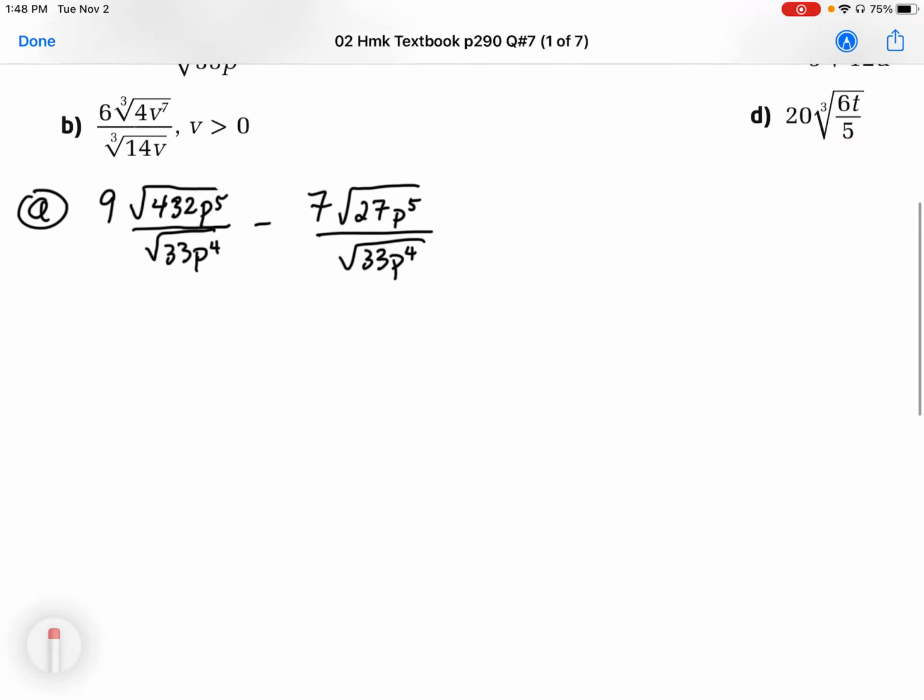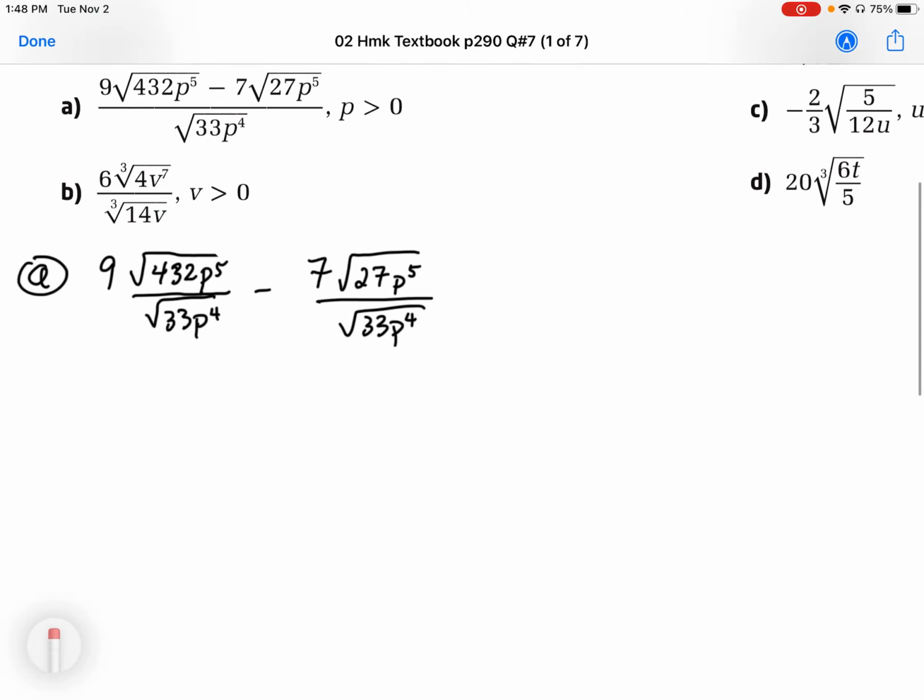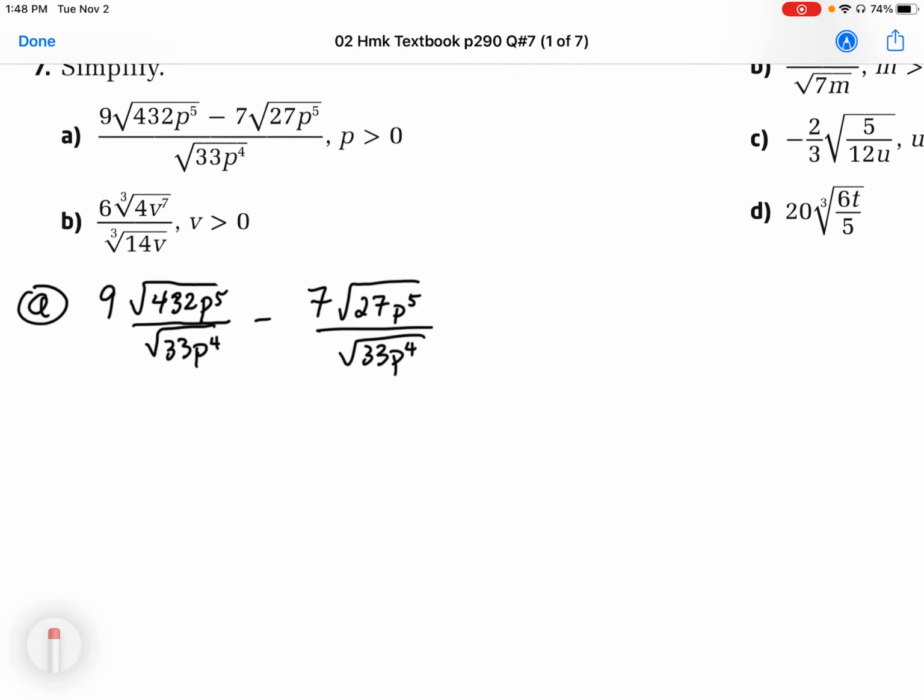In question number 7a, we have the radicals being divided. And so we're going to be able to divide the radicals here since the radicals have the same index. So we're going to do radicals with radicals, numbers with numbers. And we're also going to distribute the division.